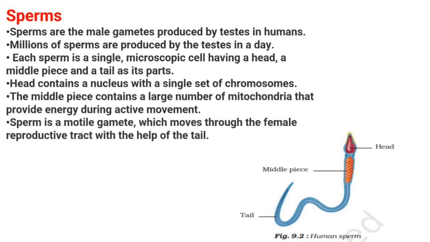Sperm is a motile gamete which moves through the female reproductive tract with the help of the tail. The meaning of motile is a moving object. The sperm can move from the male to the female reproductive part by the help of its tail, which helps in its movement.